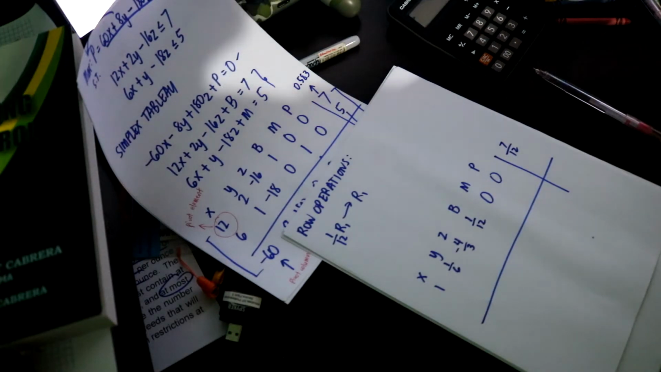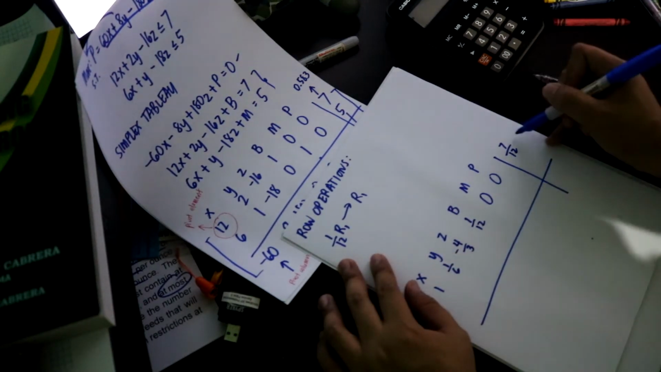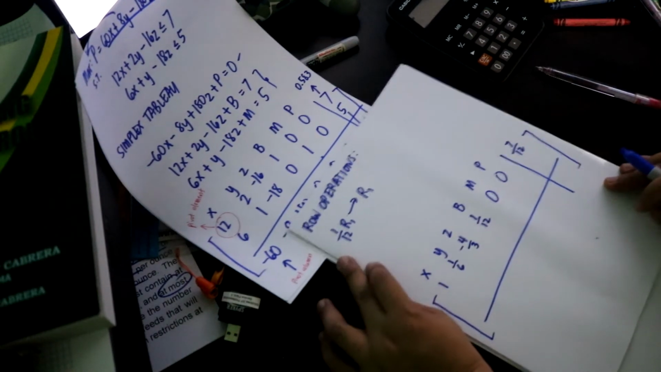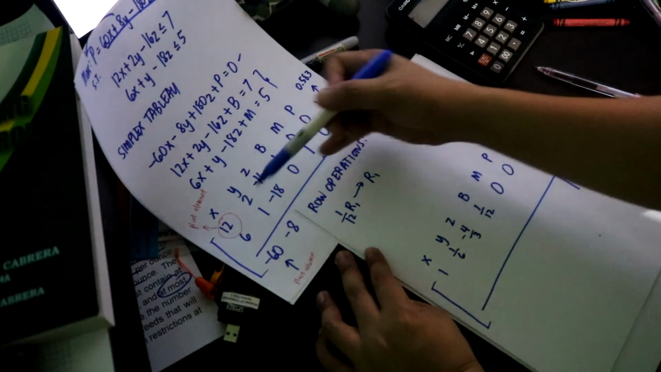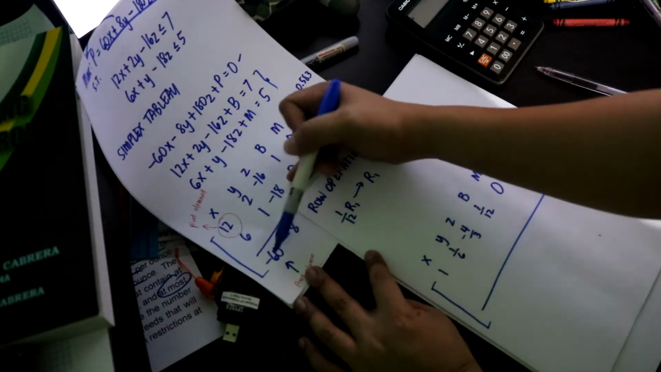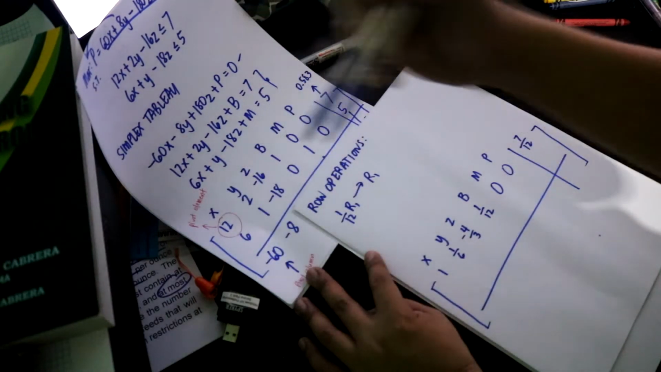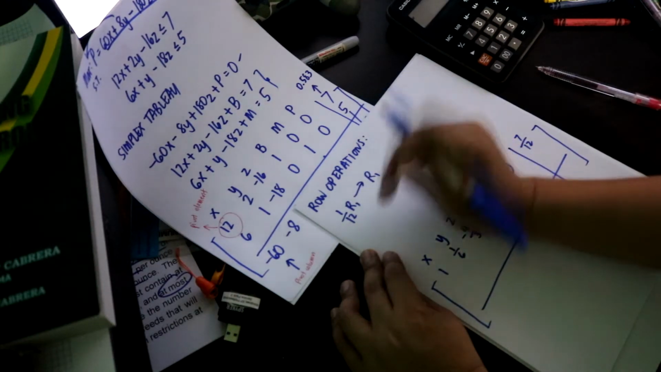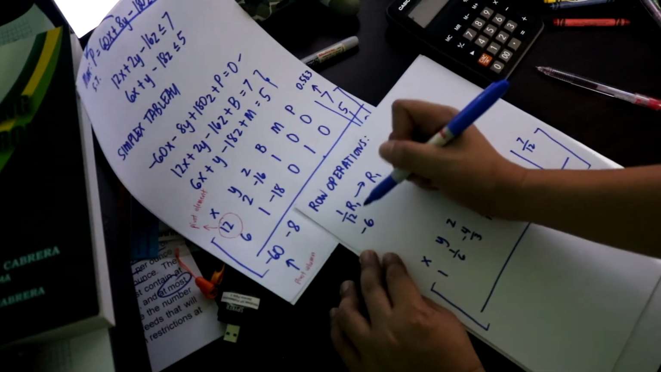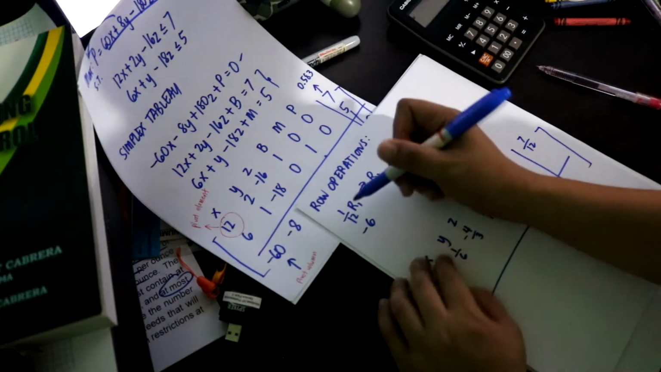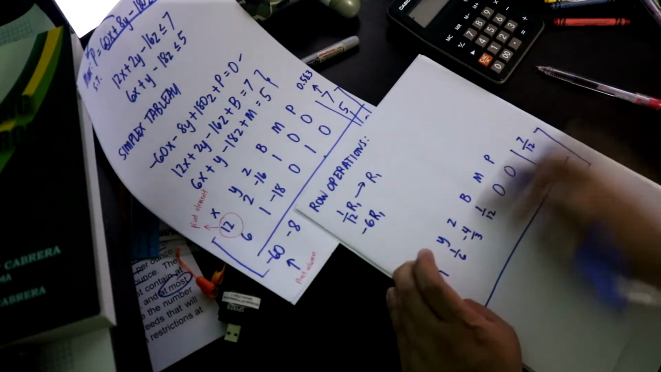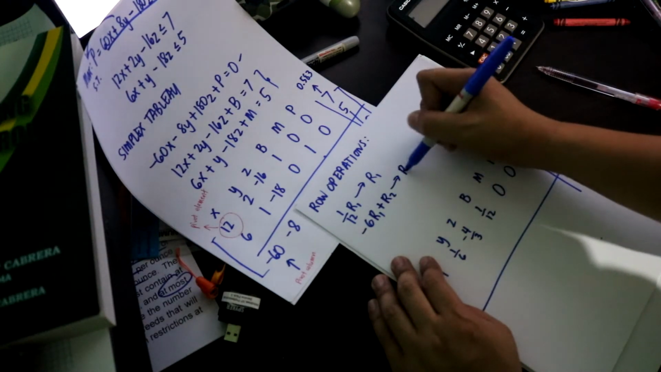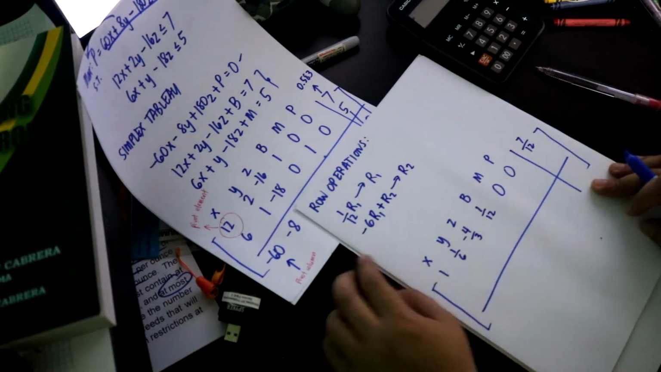Next would be to determine what our next row operations would be. And the goal here again is to make these numbers equal to 0. Okay? So, we will be having this row operation: negative 6 times the new row 1, and then we add it to row 2, and that becomes our new row 2. So let's do that.